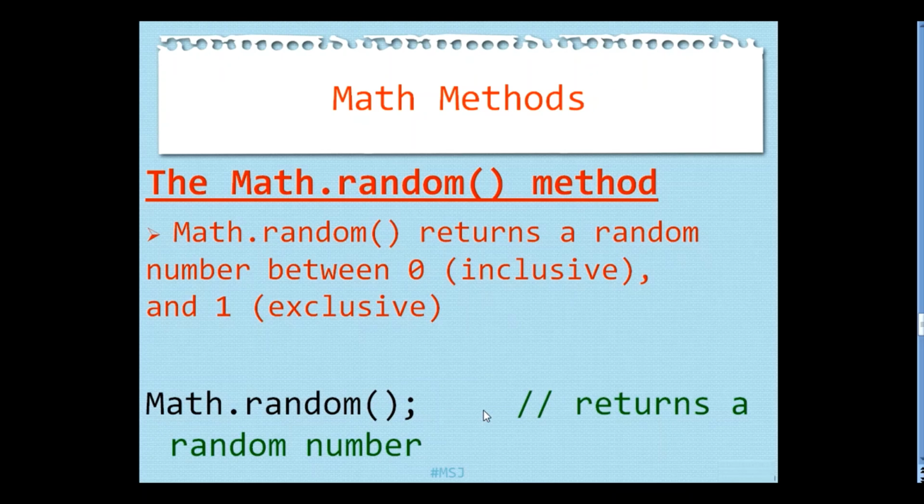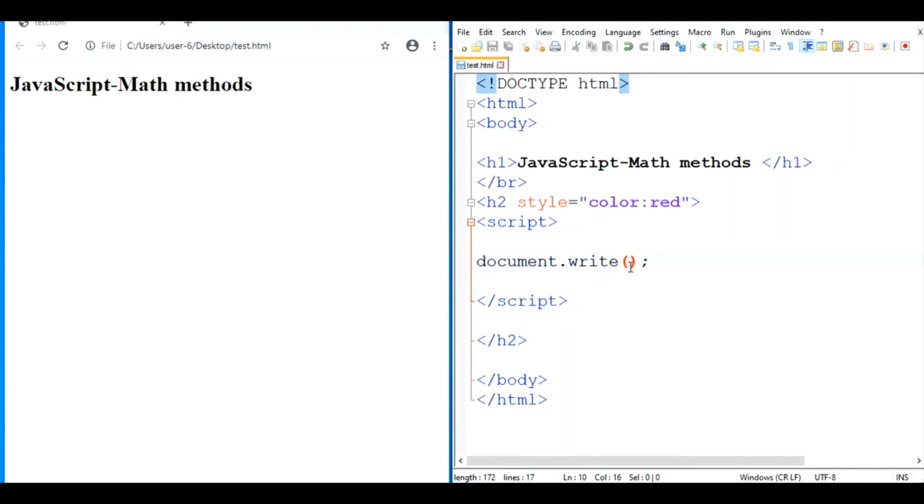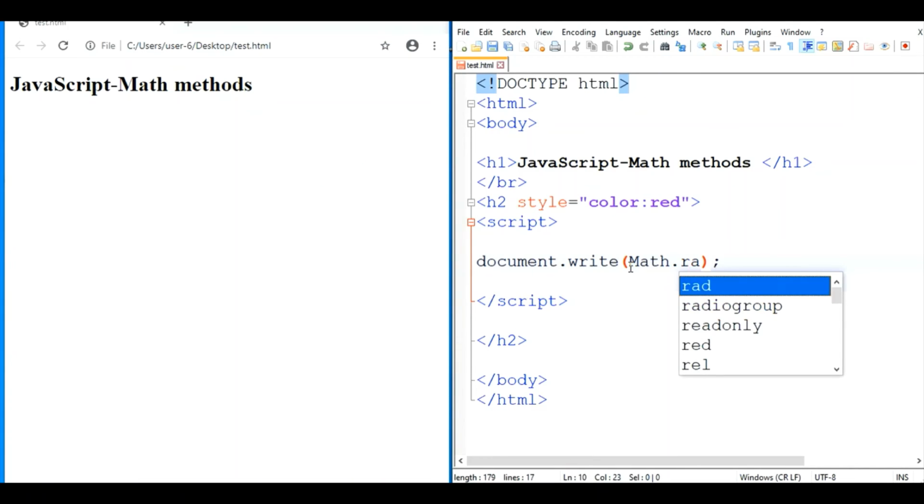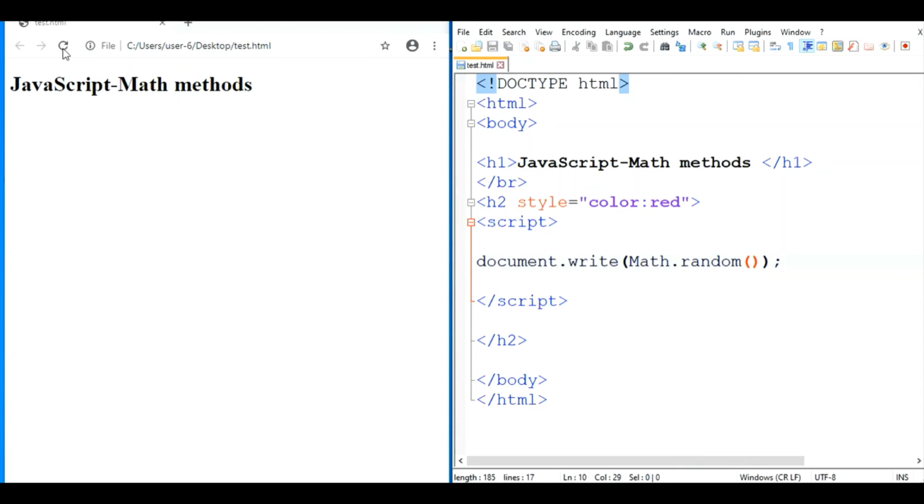Now let us try to execute this program. Math.random. Now execute. So this is a random number between 0 and 1. Now refresh it again, and the random number has changed. Again refresh, it is changed. So in this way random numbers will be generated. Have you observed, we are getting answers in between 0 and 1.